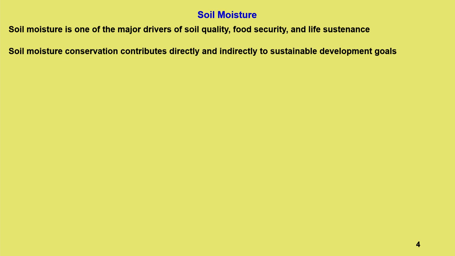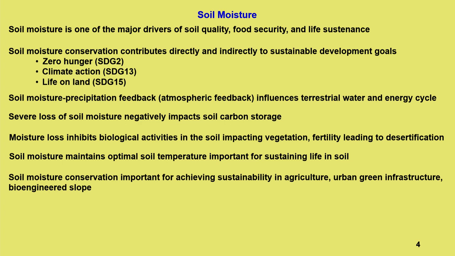Soil moisture conservation has direct and indirect bearing on three of the sustainable development goals. Soil moisture-precipitation feedback essentially influences the terrestrial water and energy cycle. So it is there and it's very important. It also negatively impacts soil carbon storage, which we talk about a lot these days. And very importantly, the biological activities which sustain life on this planet also get impacted due to severe loss of moisture. So it helps to maintain optimal soil temperature and sustain life.